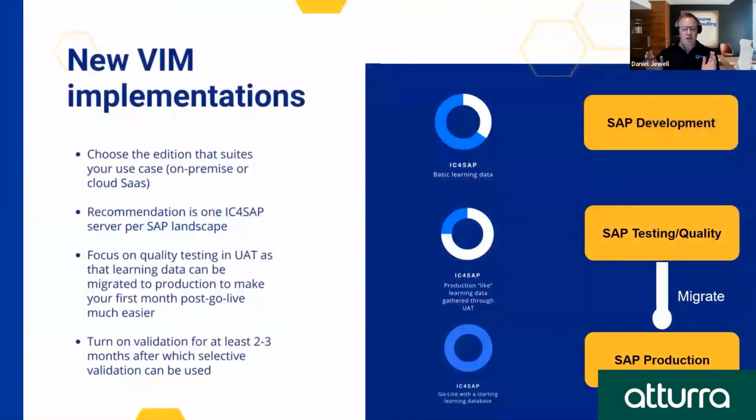So firstly, let's look at new VIM implementations. When it comes to a new implementation of VIM, at that point in time, you'll need to decide what edition of the OCR solution you would look for. Would you go for the on-premise Intelligent Capture edition, or would you go for the cloud-based, what we call Core Capture edition? And like we said before, they're effectively the same solution, but they're delivered quite differently. Secondly, OpenText recommends that we use one Intelligent Capture server per SAP landscape.